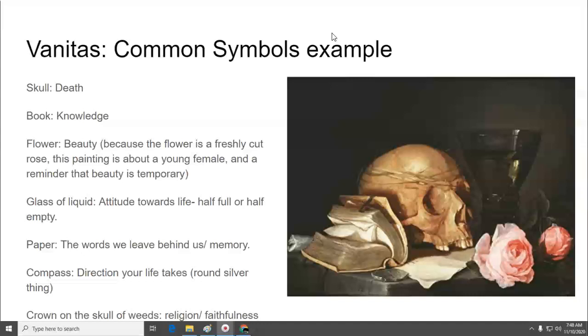The flower represented beauty, but all of the flowers in Vanitas still lives and in still lives are cut flowers. That means they're beautiful, but they're dead. So because in this case the flower is a freshly cut rose, it's probably a painting that's about a young female person and a reminder that beauty is temporary.